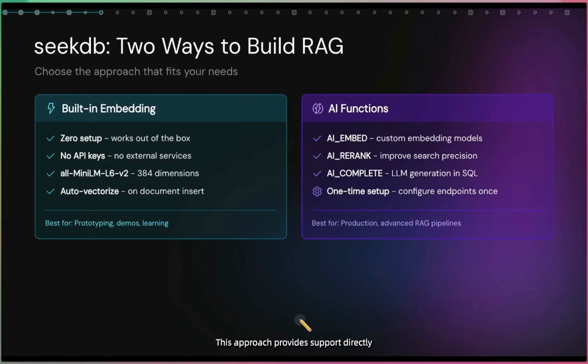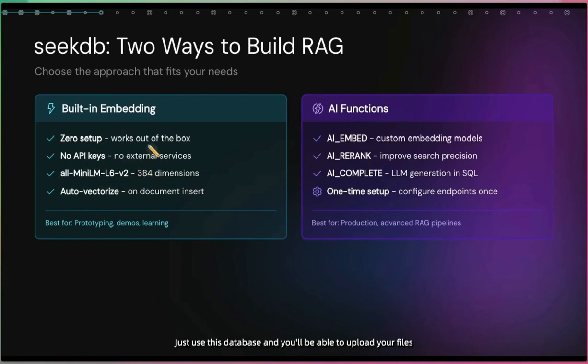This approach provides support directly. The advantage is that you don't need to configure anything extra. For example, you don't need a key, and it comes with a built-in vector model, although the dimension of this model is a bit smaller. For everyone, it basically means you don't have to worry about anything. In a moment, we'll look at some code and you can just use it directly.